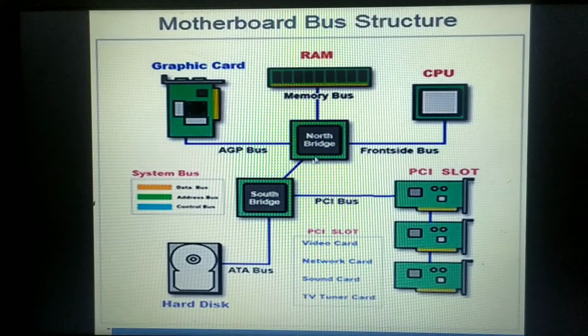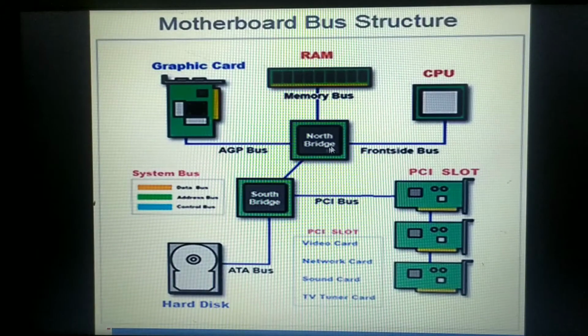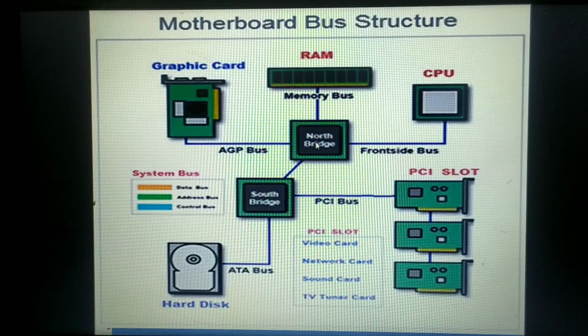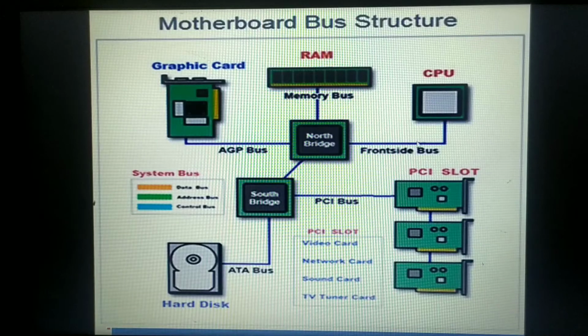Here are the two chipsets: one is the North Bridge and the other is the South Bridge. The responsibility of these two chipsets is to provide the data transfer between the various components like the CPU, memory slots, and different kinds of AGP and PCI slots. Usually the chipset comes in two chips, the North Bridge and the South Bridge.